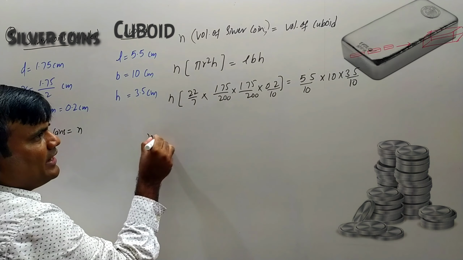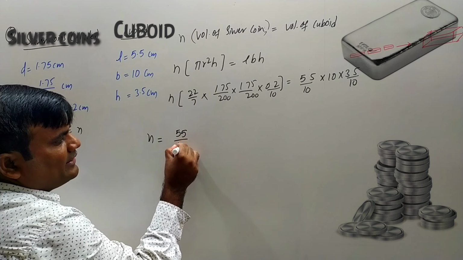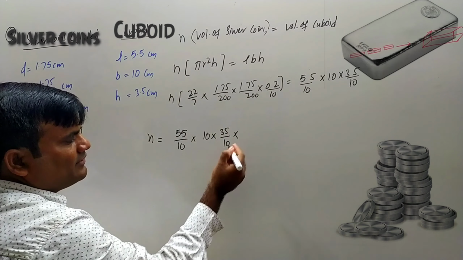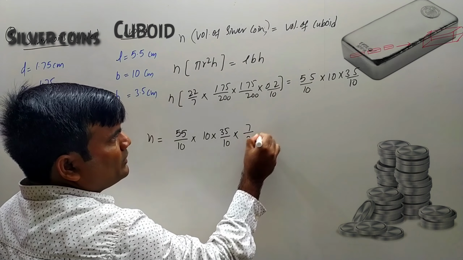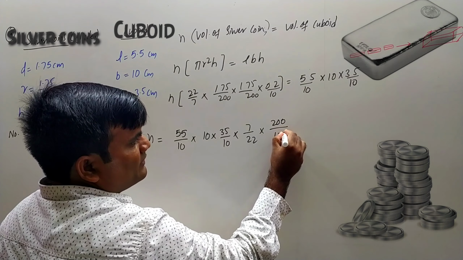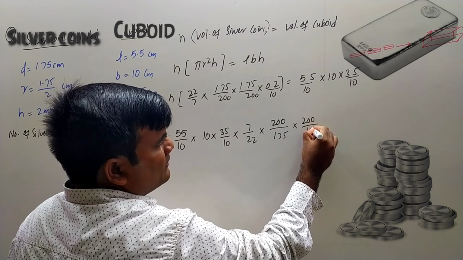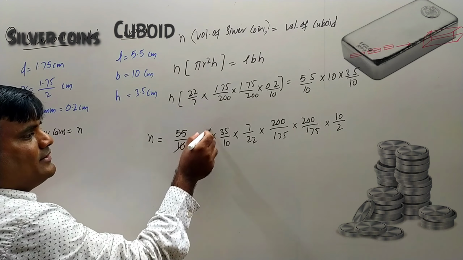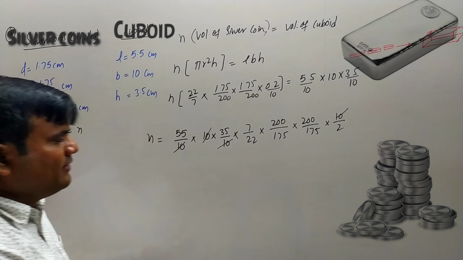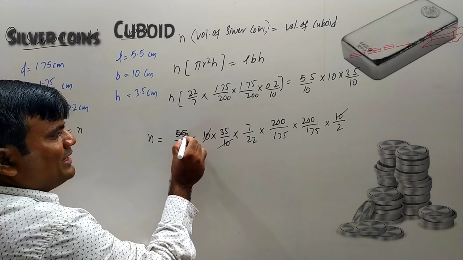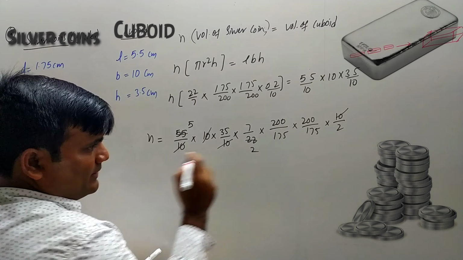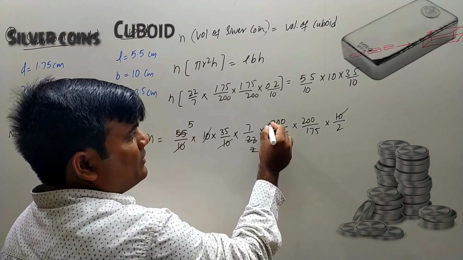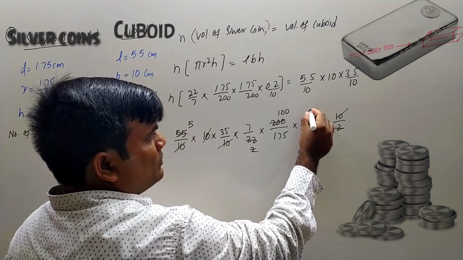So n is equal to 55 by 10 into 10 into 35 by 10 into 7 by 22 into 200 by 175 into 200 by 175 into 10 by 2. So now we do the simplification. Here 10, this 10 cancel, 10, here 10 cancel. So 55 and 22 you cancel, 11 5s are 55, 11 2s are 22. Next 2 1s are 2 hundreds.